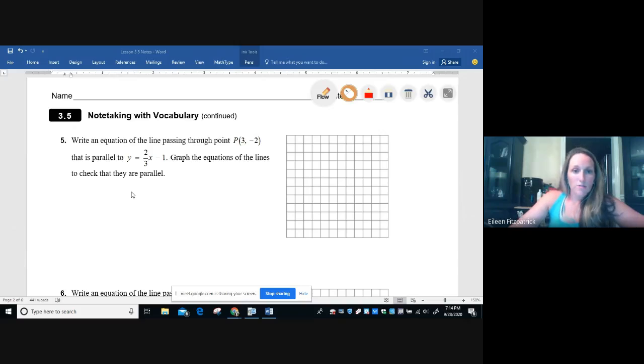Next it says write an equation of the line that passes through the point 3, negative 2, and that is parallel to y equals 2/3 x minus 1. Graph the equation of the line to check that they are parallel.